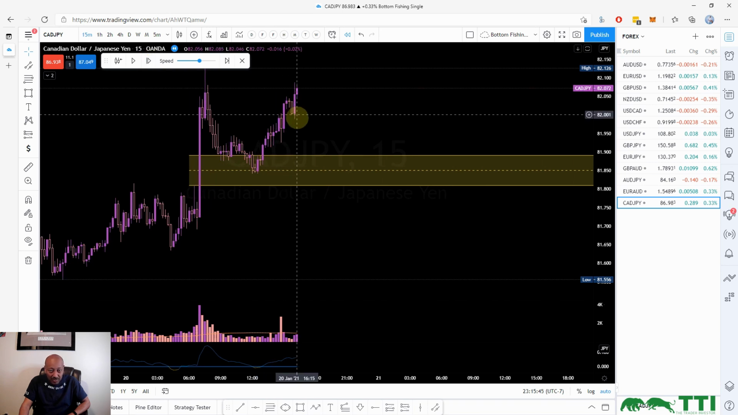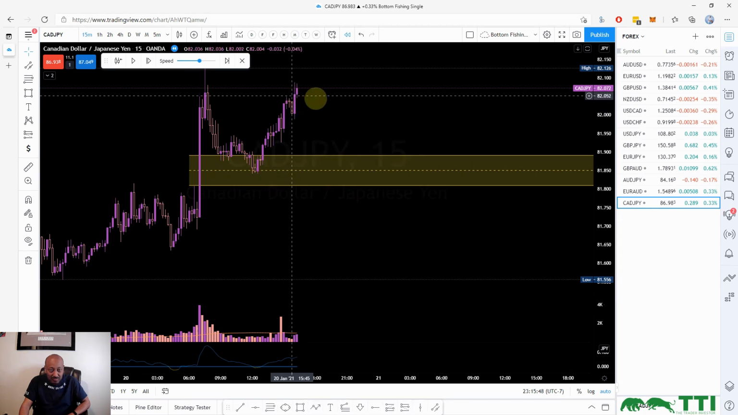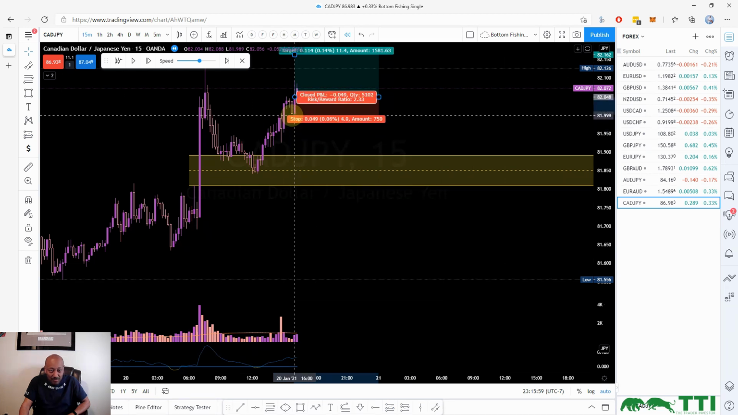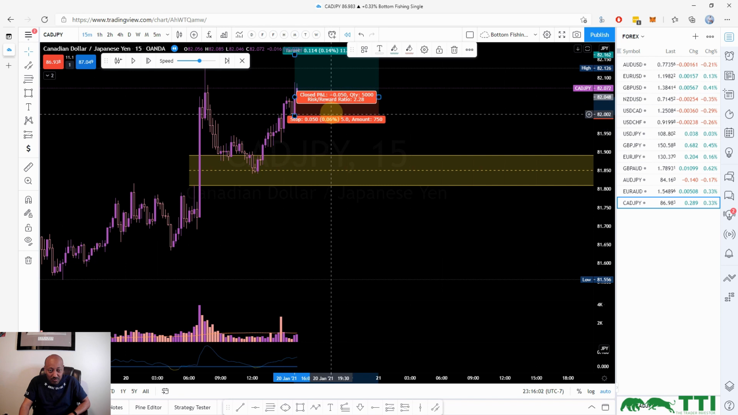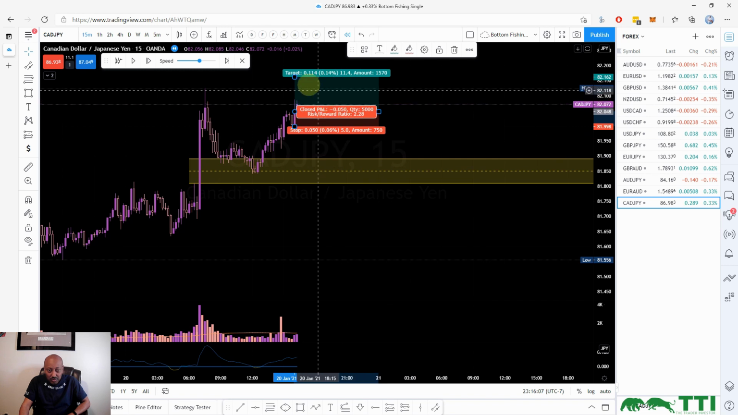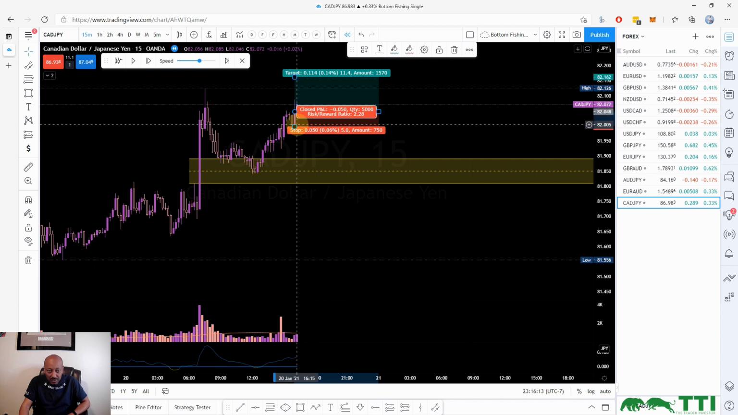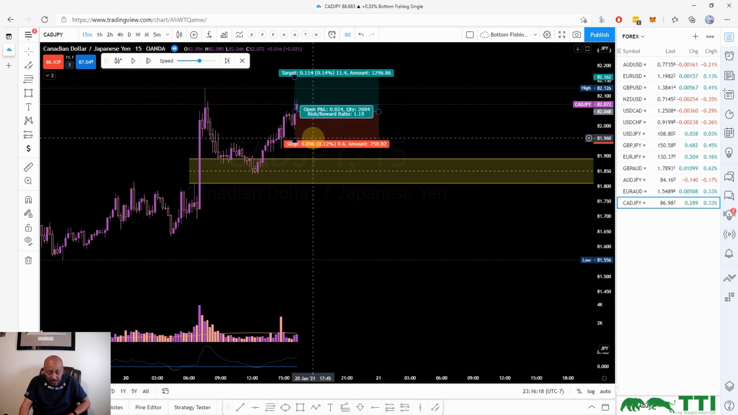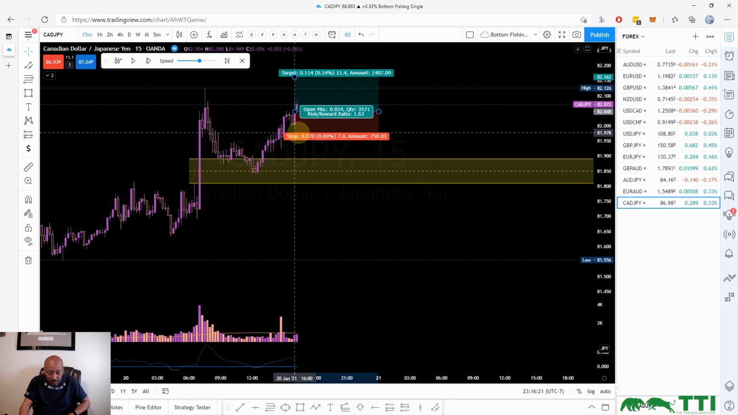So here we have a pullback. So this is an okay entry. I will just show it as an example, but we've already missed it. But I'll show as an example of how this is a 5 pip stop, and we can target our 2. Right now it's 2.28. Did we get stopped out? So maybe my stop was at the wrong place. So stop is right there.